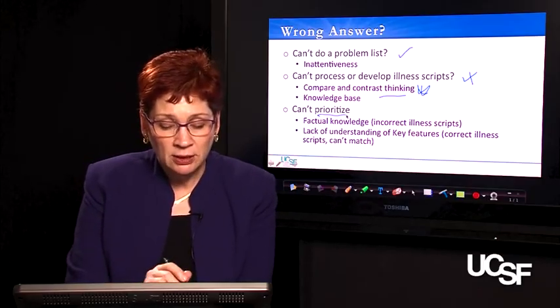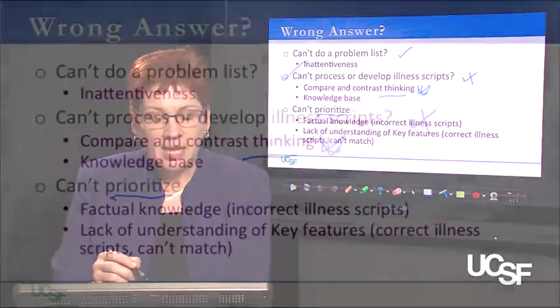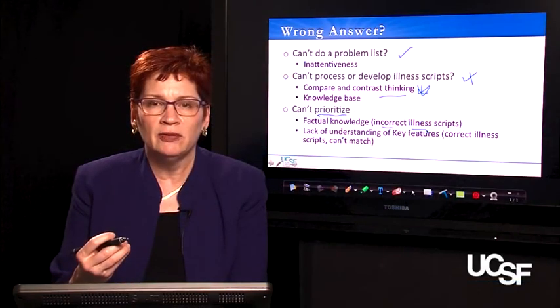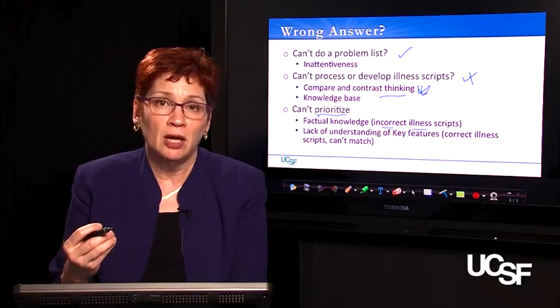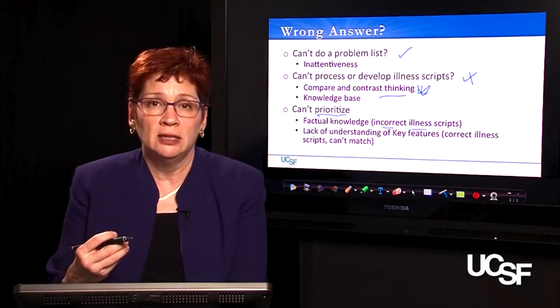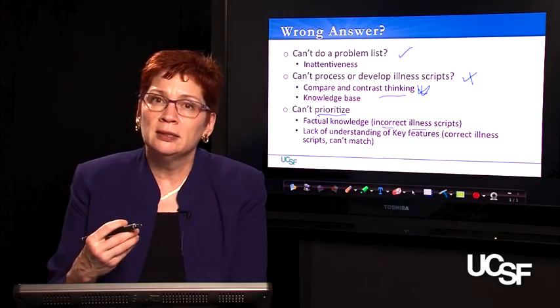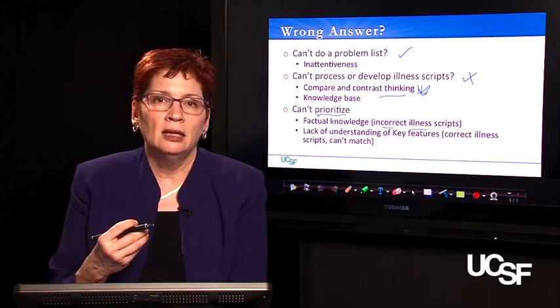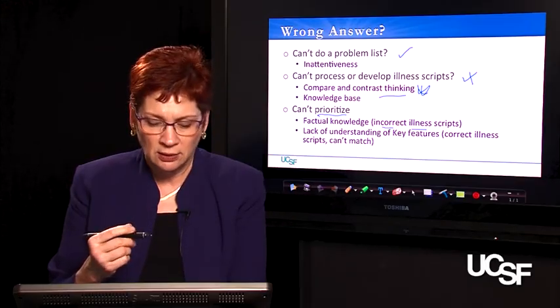If they can't prioritize, so say they're able to do the problem list, process and develop illness scripts, but really can't prioritize, it may be that they have a factual knowledge problem. Perhaps their illness scripts are incorrect, and you can actually test them on it. That's the beauty of an illness script. You can ask them to account for you when they offer a diagnosis that seems implausible. What is the epidemiology of that disease? Who gets it? What are the risk factors? What is the time course over which it presents? What are the clinical signs and symptoms that you think are going to be seen in most of the patients with this disease? And what type of mechanisms of disease might we anticipate to be present in this patient?